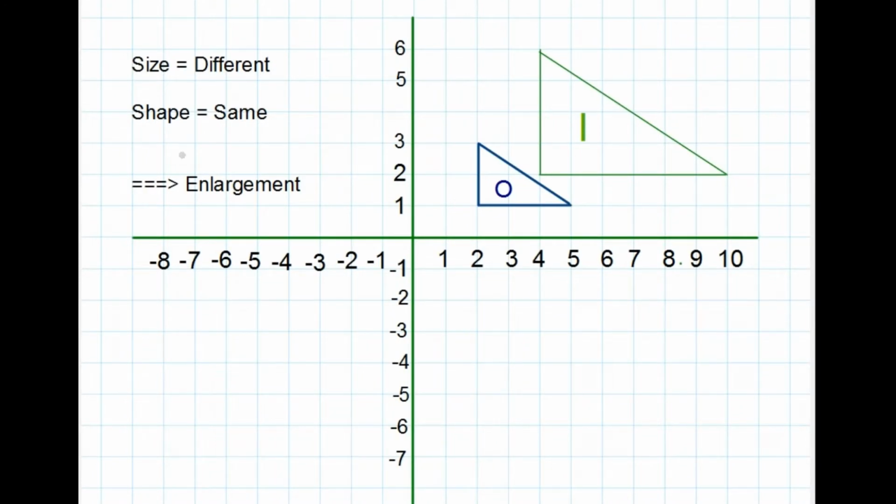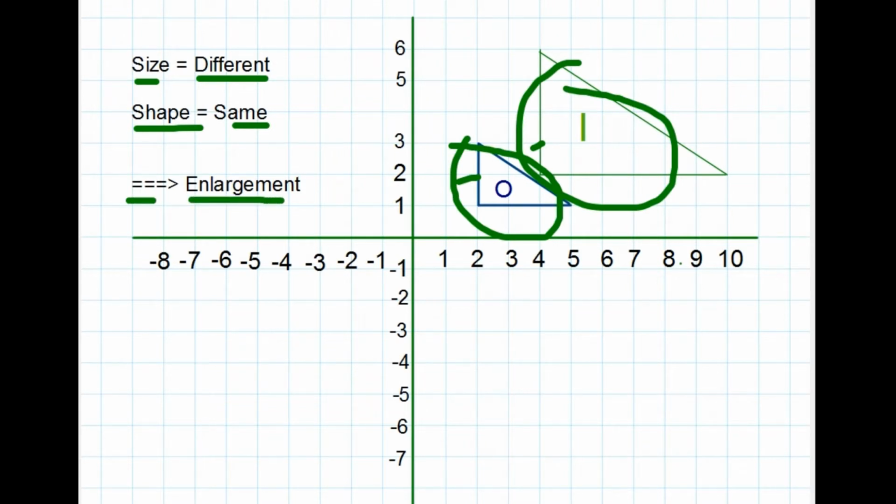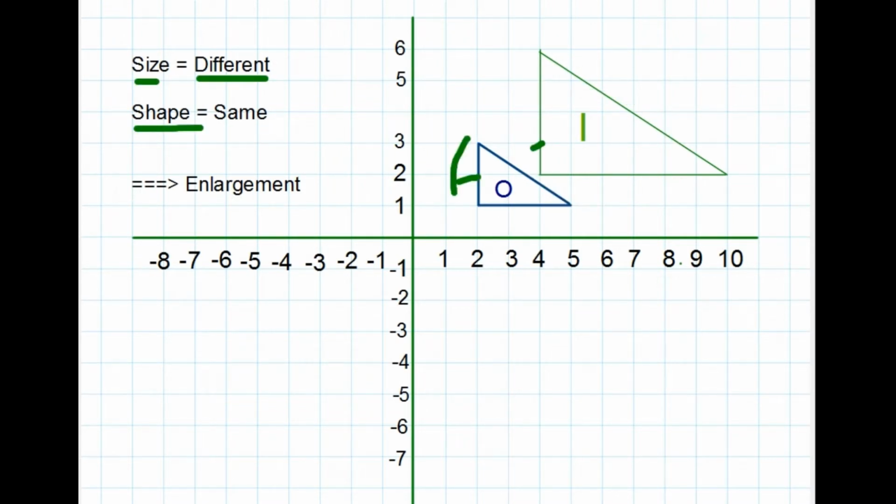Here two triangles, O for object and I for image, are shown in the figure. We can see that the size of the two triangles is different but their shape is the same. So we say that there is an enlargement where size is different but the shape is the same. The height of the object is two small boxes whereas the height of the image is four boxes, which is 2 times the height of the object.